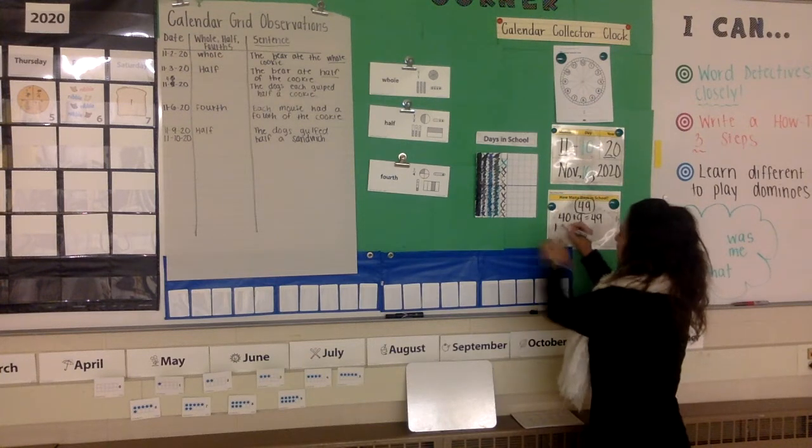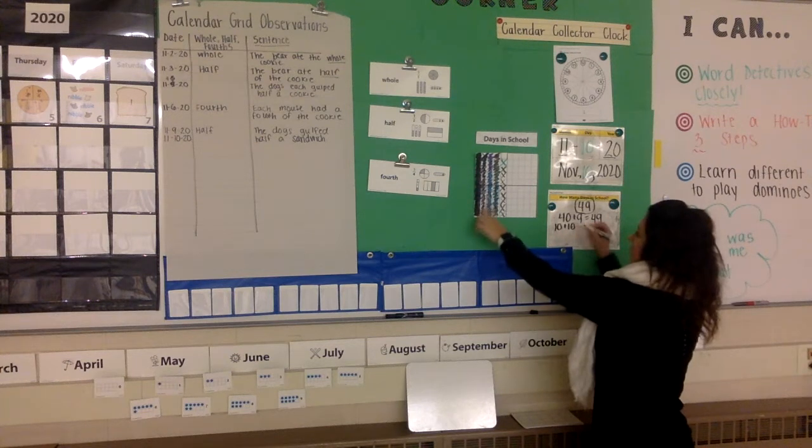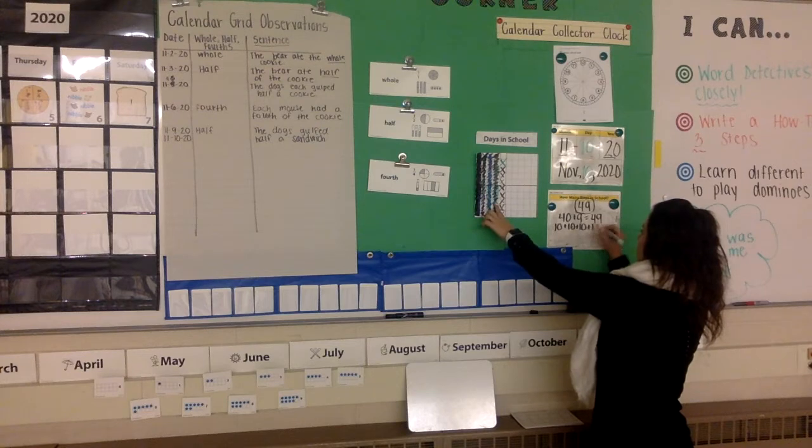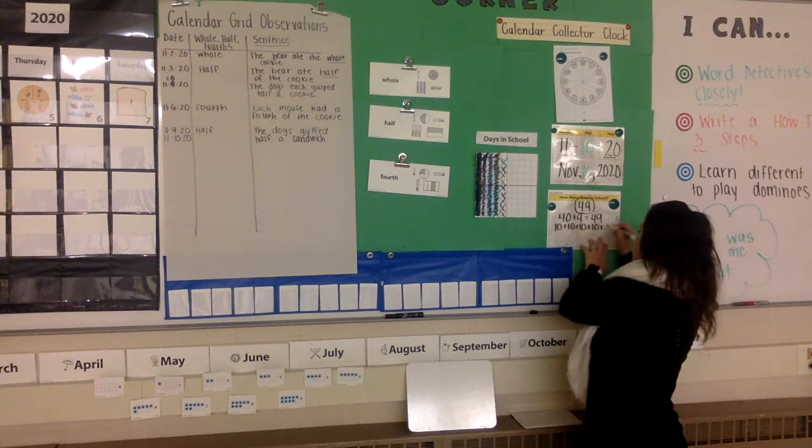So you could count by tens. 10, 20, 30, 40, and then remember we have 5 and 4 more, which is 9, equals 49.